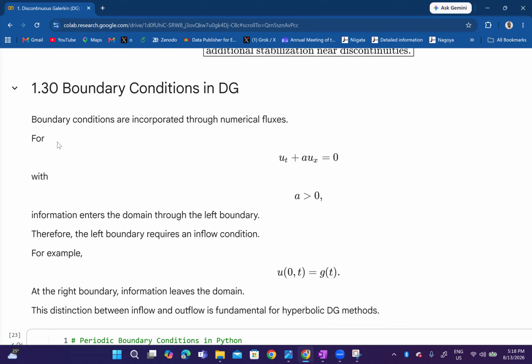So for u sub t plus a u sub x equals 0 with a greater than 0, information enters the domain through the left boundary. Therefore, the left boundary requires an inflow condition. For example, u(0, t) equals g(t). At the right boundary, information leaves the domain. So the distinction between inflow and outflow is fundamental for hyperbolic discontinuous Galerkin methods.